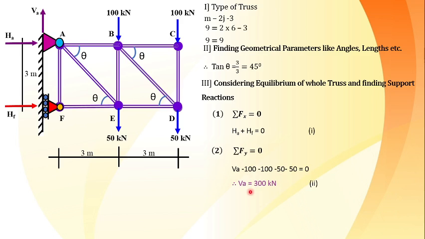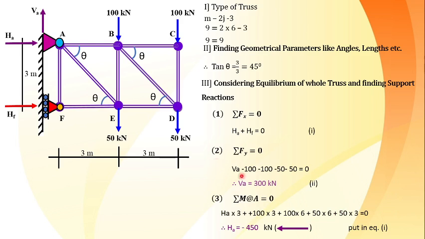One more condition of equilibrium is available. Why is the third condition available? Because we are considering the whole truss, which is an example of a coplanar force system. So we can apply the third condition, sigma M about point A is equal to 0.